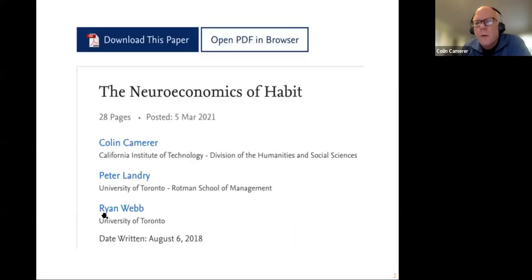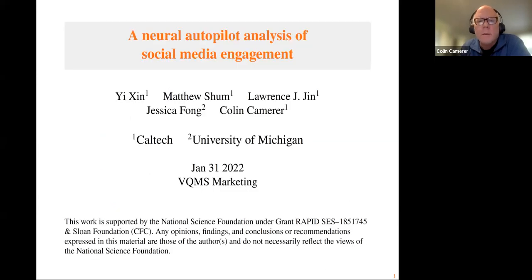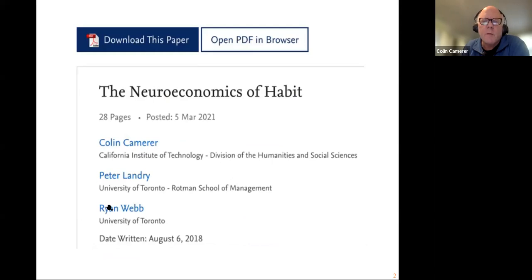So this is a project with a lot of people. Yi Xin is the first author in the kind of lab model. So the first author does most of the work and has the biggest career concern. And the last author just supervises and herds cats. And Matt Chum, many of you know, is a senior IO economist who's really terrific.